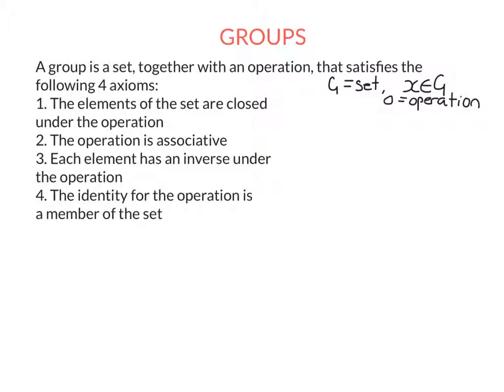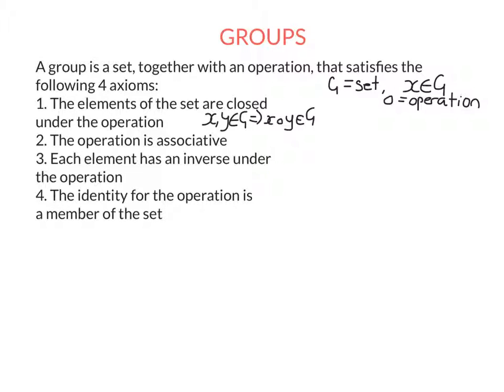So the first one, what does it mean if the elements are closed? The set is closed under the operation. What it means is if you perform the operation on any two members of the set, you get another member of the set. So formally, I can say if X and Y are elements of my set G, then when I perform the operation on them, the result will also be in G.